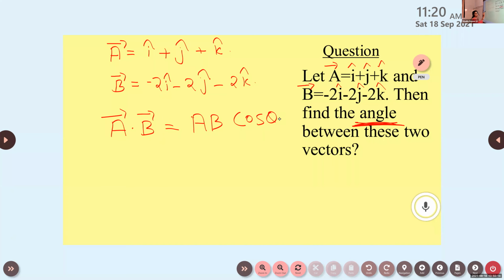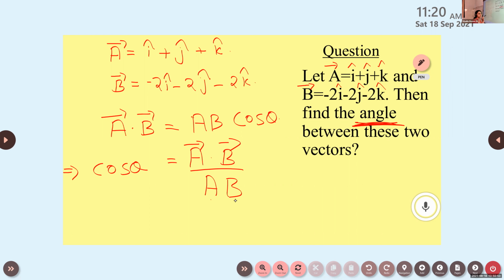That is, from this equation, vector A dot vector B equals AB cos theta, which implies cos theta is equal to, rearrange the equation and form an equation for calculating cos theta. Cos theta is equal to vector A dot vector B by AB. Very good. Vector A dot vector B divided by AB. Okay. So here we want to calculate vector A dot vector B and AB.